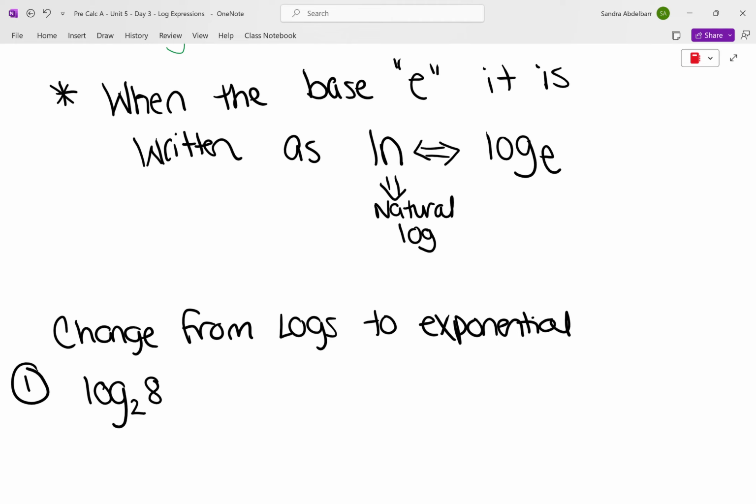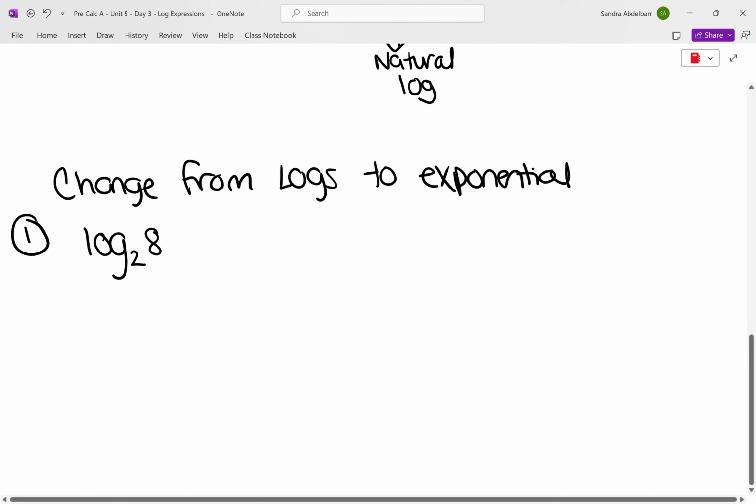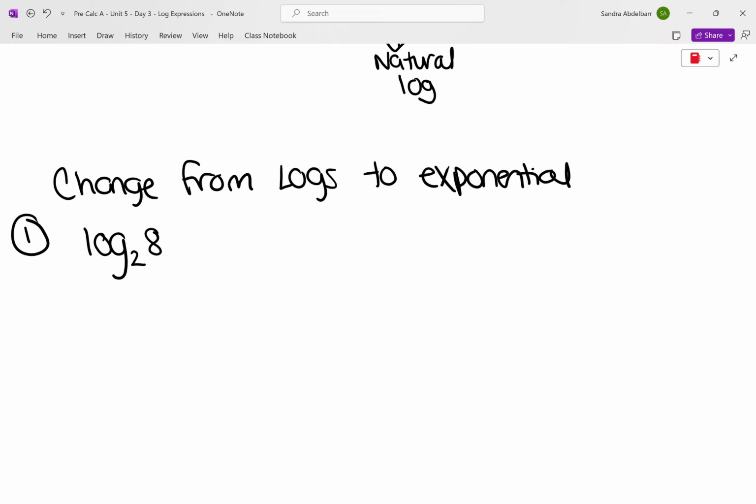So starting off simple, we have log base 2 of 8. Now when you write it as a log, you actually don't need to write the equation to make it an equation. If you wanted to, if it made you feel better, you can rewrite this as log base 2 of 8 equals x, but you don't have to. For an exponential, when you change it to an exponential, you need that equal sign, but for the log, you don't.